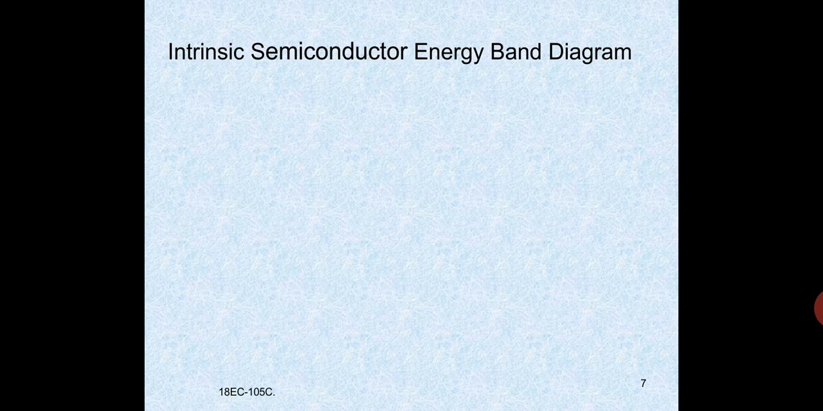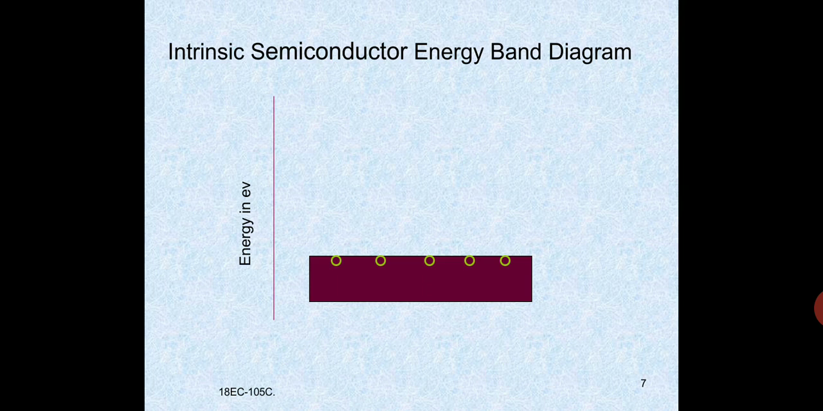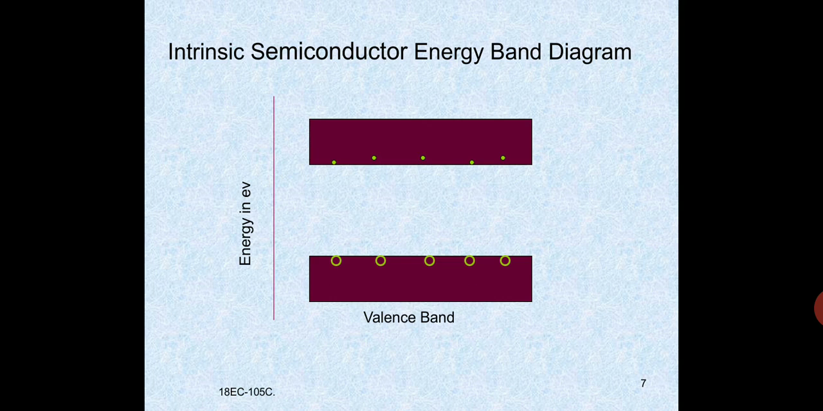The intrinsic semiconductor energy band diagram. Now we are going to see the energy band diagram for an intrinsic semiconductor, that means our pure semiconductor. That is the valence band with the carriers or the holes in it. Now this is the conduction band, and let us see where this Fermi level is. Where should it be? Can you guess?